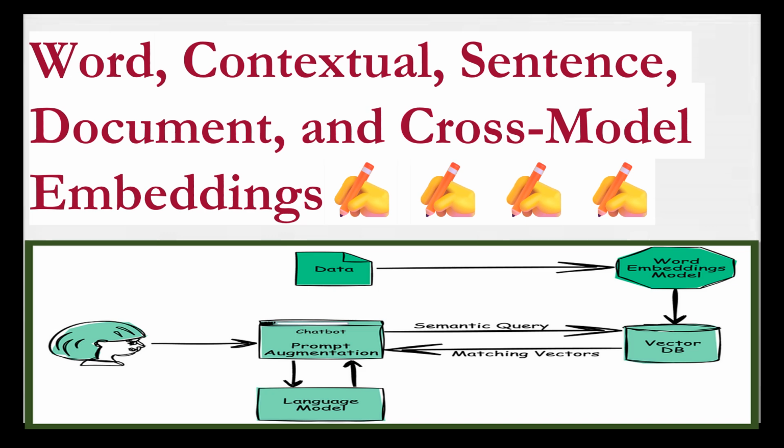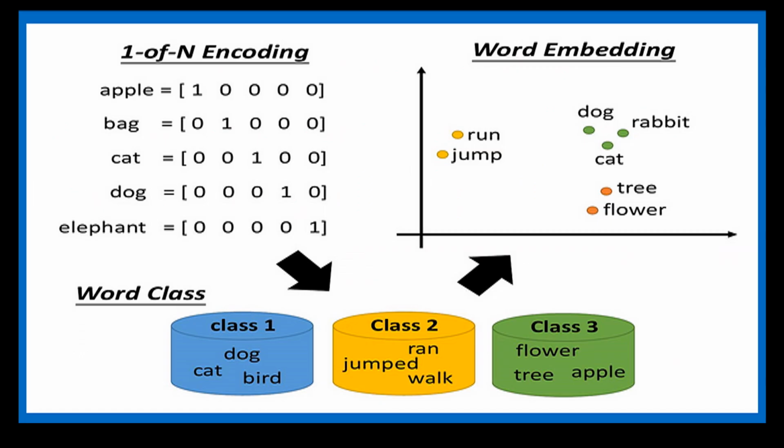Embeddings are the backbone of modern natural language processing, particularly in large language models. They represent words, phrases, and even documents as numerical vectors, allowing for efficient computation and analysis. So today we will understand different types of embeddings, be it word, contextual, sentence, document, and cross-model embeddings. So let's get started with word embeddings first.